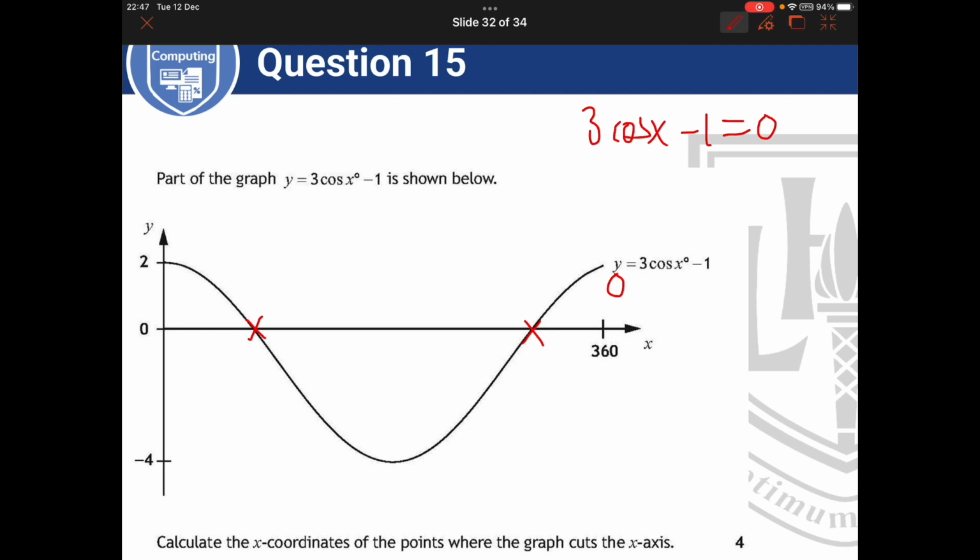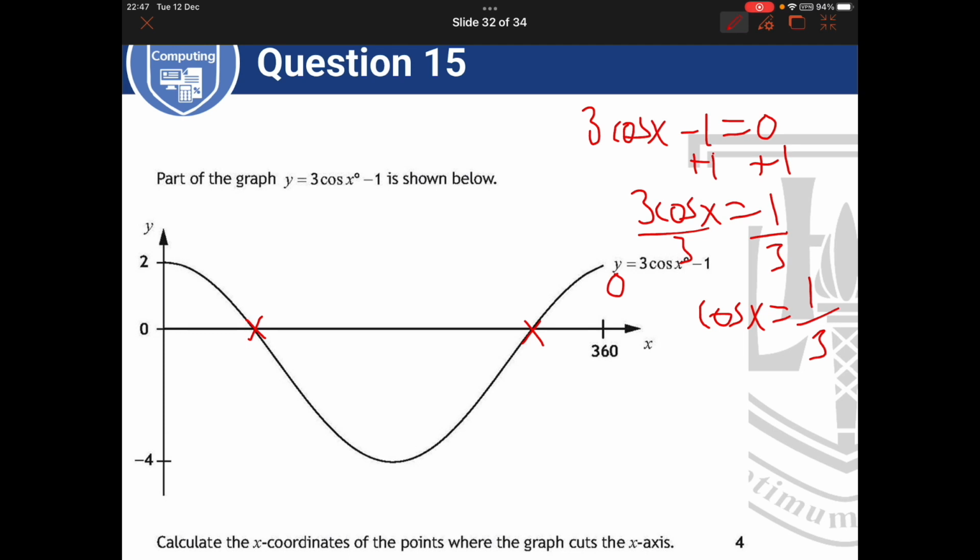That's probably the hardest part of that, because once we've done that, it's just a case of solving this for x. So how do we do that? Well, we add 1 to both sides first of all. That'll give me 3 cos x equals 1. Then divide both sides by 3. Will give me cos x equals 1 over 3.